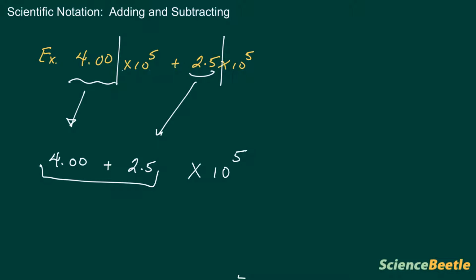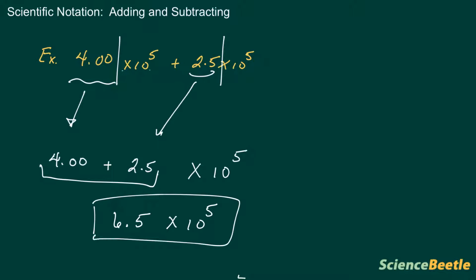And when we do, what we wind up getting here is 6.5, and then bring down the exponent part, times 10 to the 5th. And this here is the answer when we're adding numbers. Let's contrast this with a slightly different process, and let's do this on the side. What if we were to take these same numbers and subtract them?